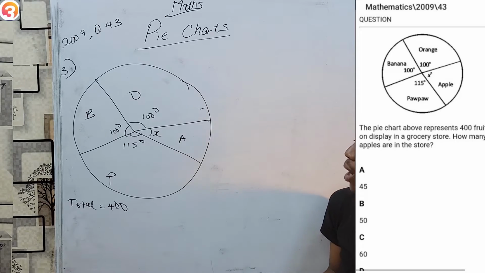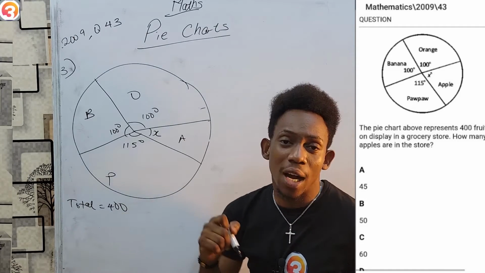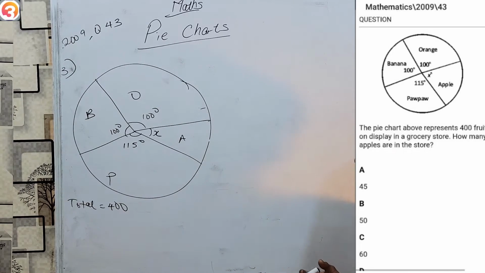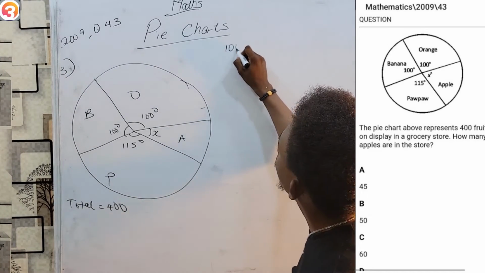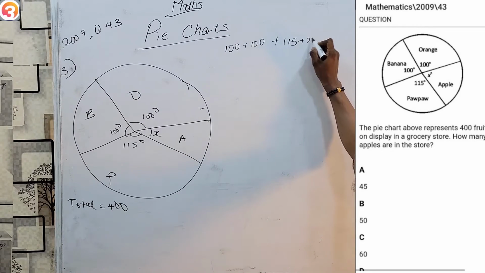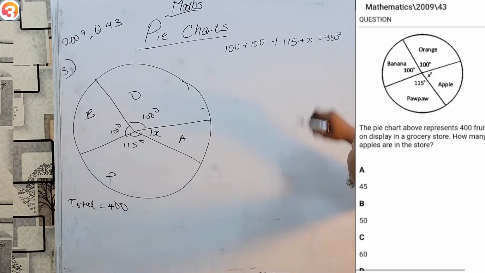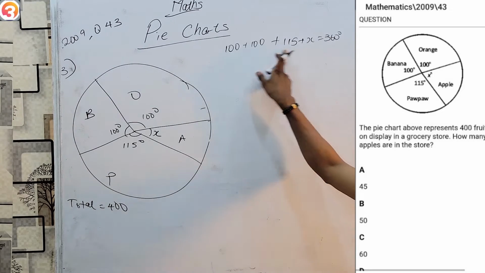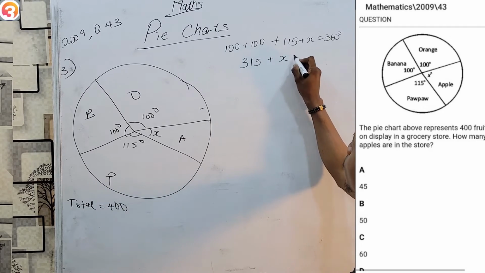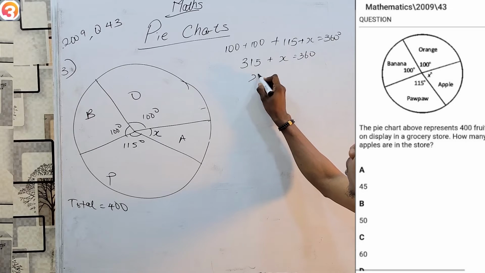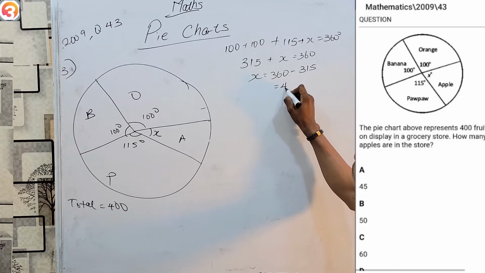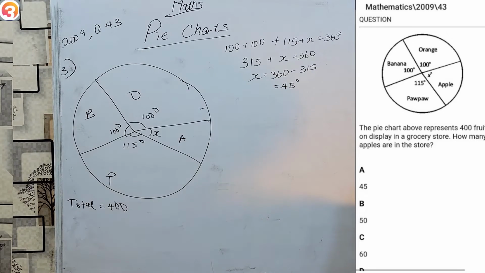Now, if I'm solving for apples, I need to know the angle for apples. How do I do that? I simply remember that the sum of angles is always 360. So that will be 100 plus another 100 plus 115 plus x equals 360 degrees. Add this together, that is 315 plus x equals 360. X will be 360 minus 315, which is 45 degrees.